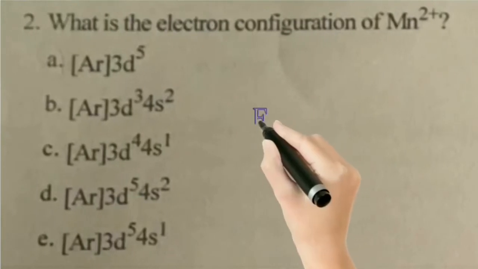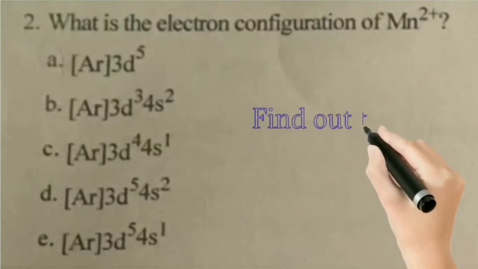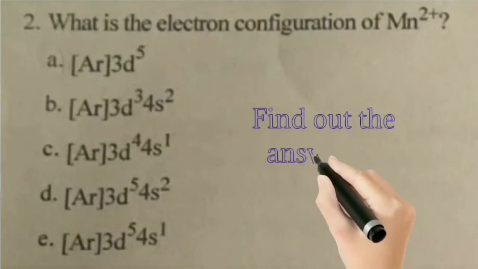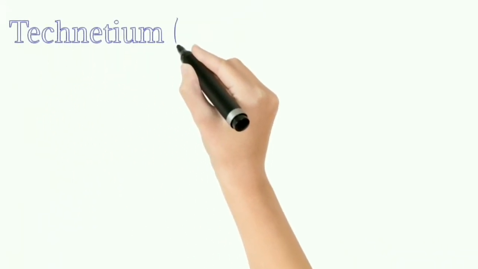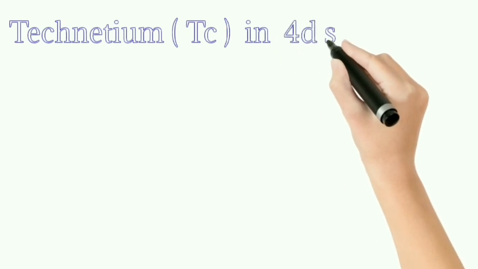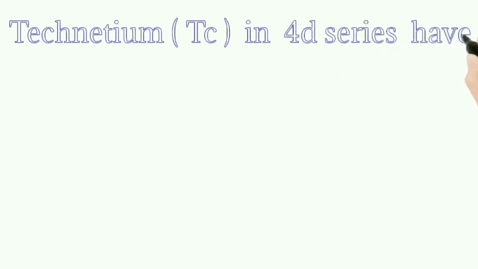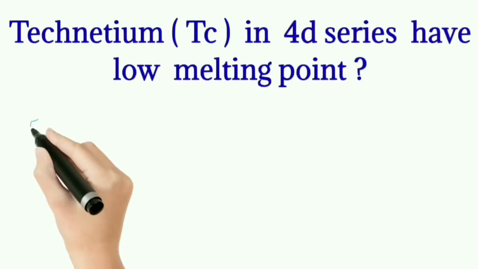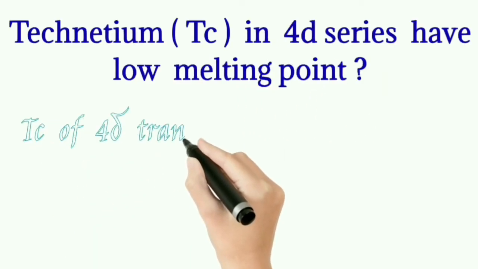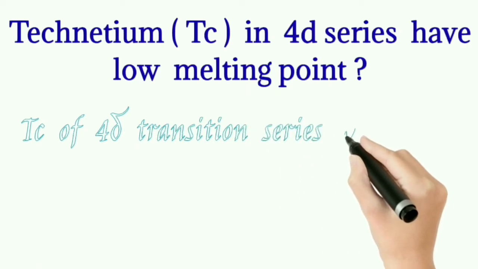And here is the question for you. Find out the answer for the electronic configuration of Mn2+. Okay, you will get your answer at the end of this video. Now let's see technetium. About technetium, where is it present? It is present in the 4D series, just below the manganese. Here it also has 5 unpaired electrons in it.